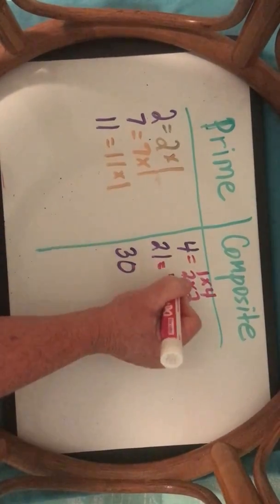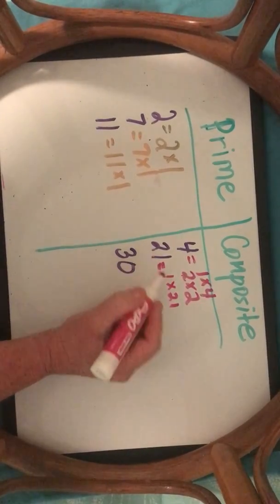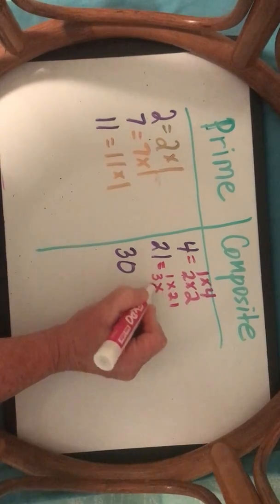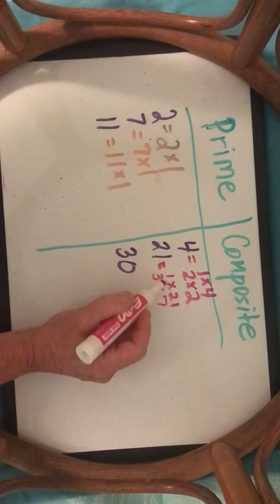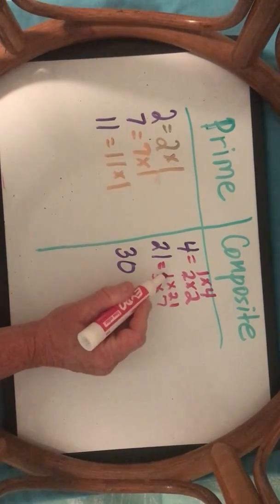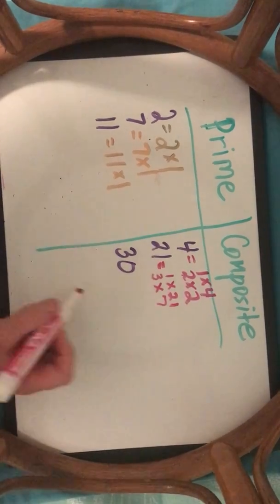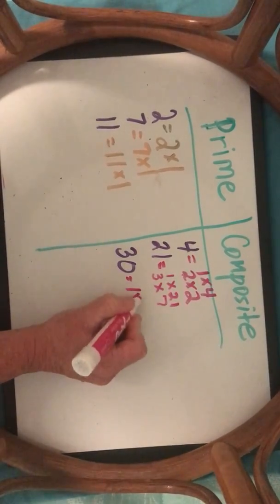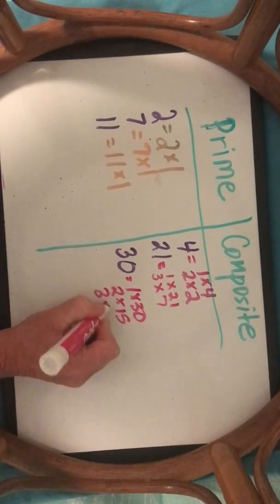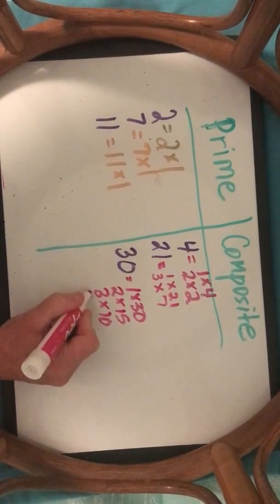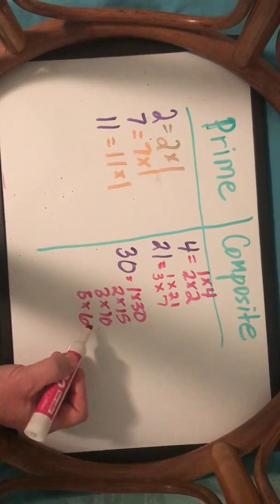For 21, we have 1 times 21. We can't multiply anything times 2, but we can take a 3 and multiply it by 7 and get 21. Okay, therefore, since we have more than just the number and the 1, since we have another set of factors, that's composite. 30, we have 1 times 30. We have 2 times 15. We have 3 times 10. Okay, we have 5 times 6.